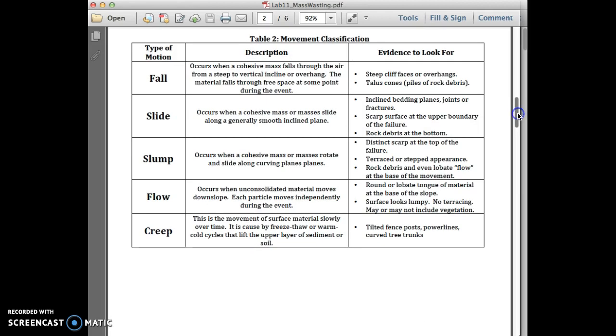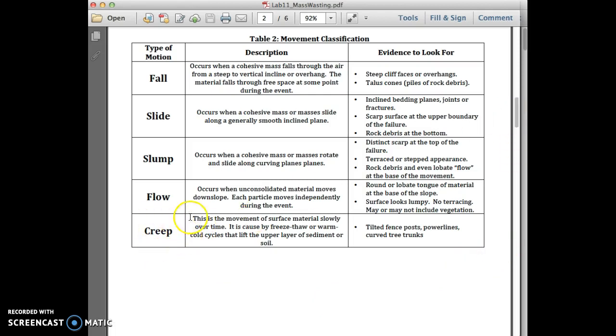Okay, and then how things move. They can fall through air. They can slide along an existing smooth inclined plane. They can occur on a rotating curved plane. That makes it a slump. If it is unconsolidated material that just moves down slope on top of other stuff, everything's moving independently, we call it a flow. And then if we look at it and we see that it's just the upper surface of the material moving, not the whole surface, we would call it creep.